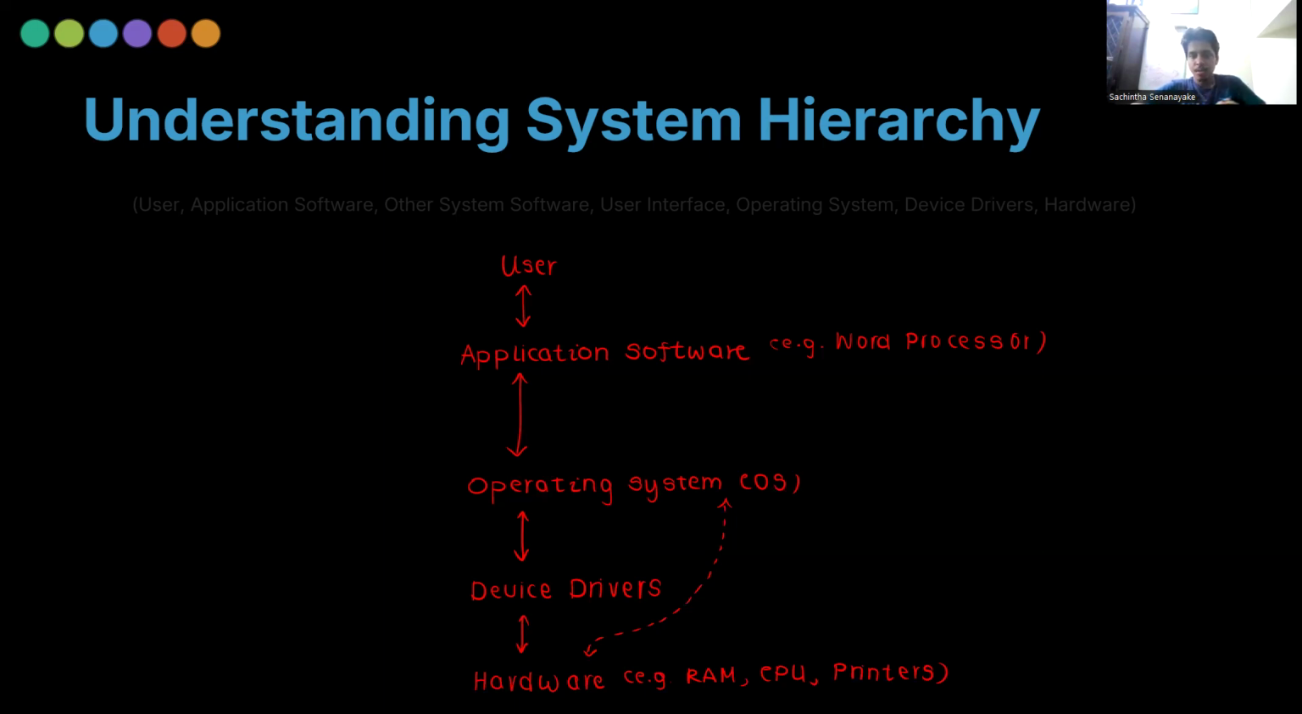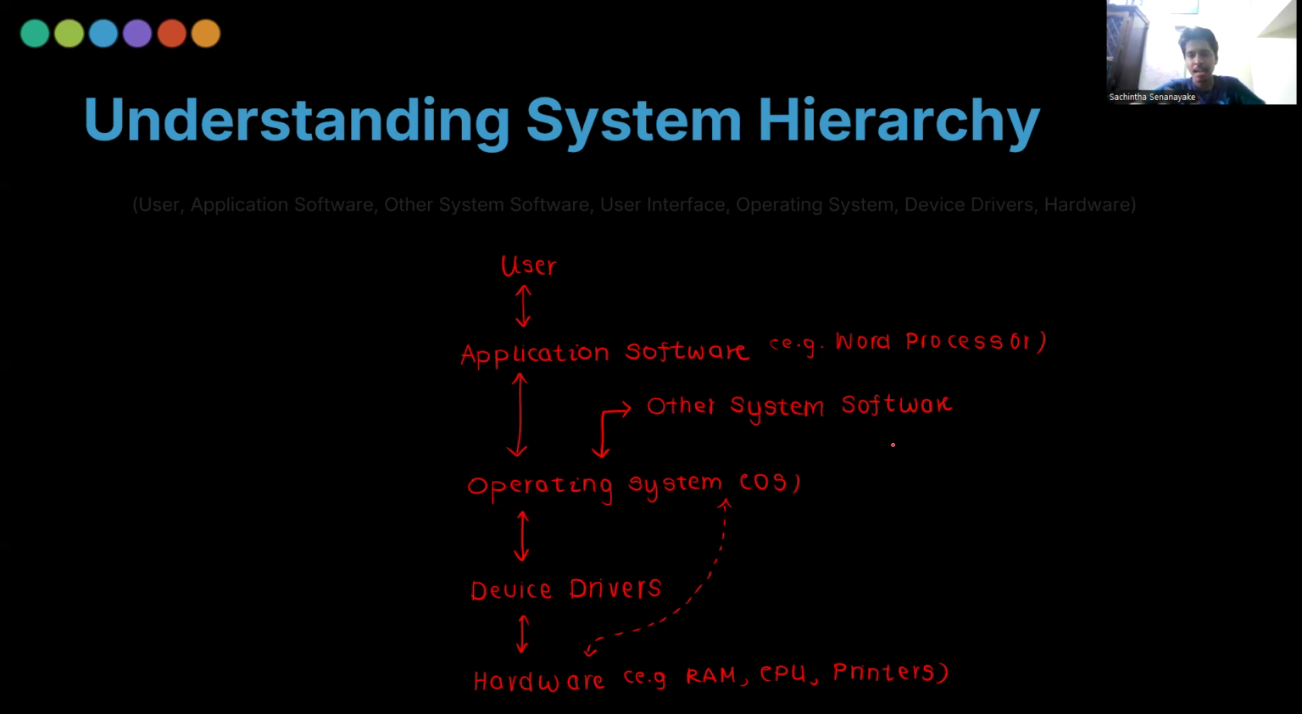Now, we do have a few branches in this diagram. This is not just a top to bottom pipeline. There are a few branches. Now, one major branch, and really the only branch that we discuss in AS level, is this branch from the operating system to other system software. Now, what system software exactly is, I'll explain to you as well.